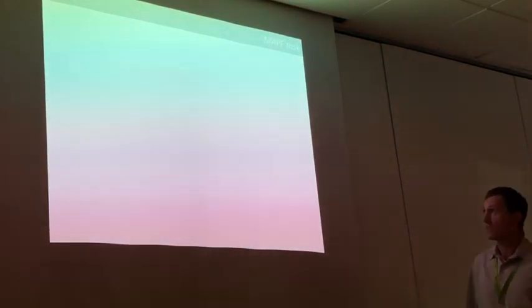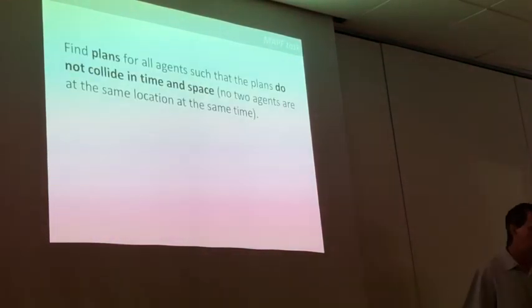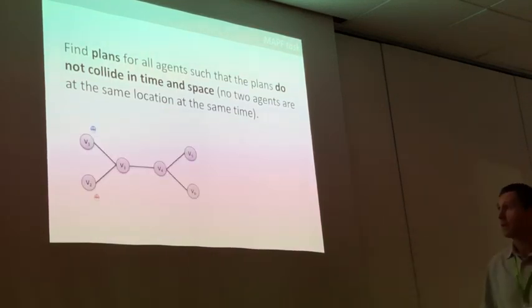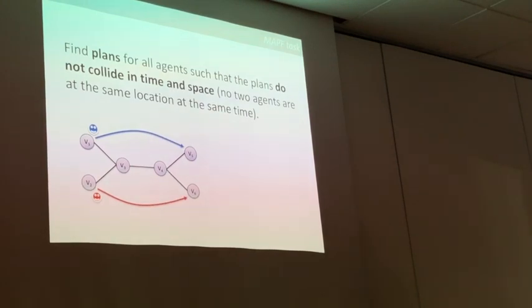Okay? And the task is, as I said, finding a plan for each agent such that the plans are space and time collision free, so they do not collide. The agents are not at the same node at the same time. So this is the example that I showed before.